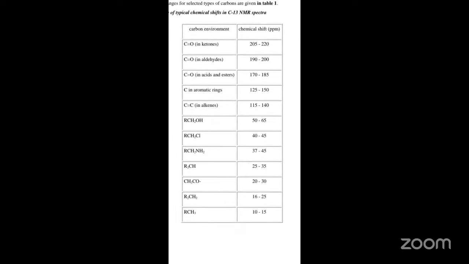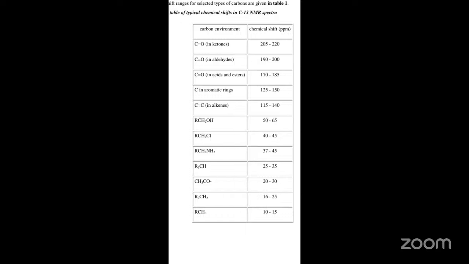And the amine functional group, when the carbon is directly attached to the amine functional group, we have a value between 37 to 45 here. And the tertiary carbon shows a delta value of 25 to 35. And this particular acetyl group carbon here shows 20 to 30.